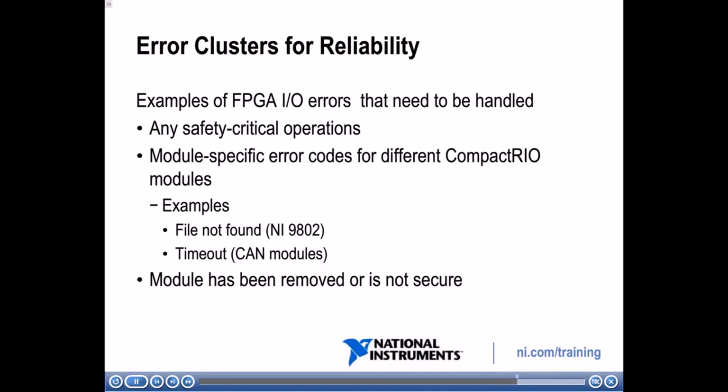Sometimes you'll need to use that error for a particular instance. For example, if you're using the NI 9802, which is a removable storage module, there's a particular error code associated with file not found. If you need to check for that particular error, you'll need to use the error wire. Also, if you're using CAN modules, there are specific error codes associated with timeouts, so you might need to use the error wire for that as well. Another thing you can use errors for is if a module has been removed from your cRIO, it's going to output an error associated with that. So you can use the error to check whether your module is actually in its slot and operating correctly.